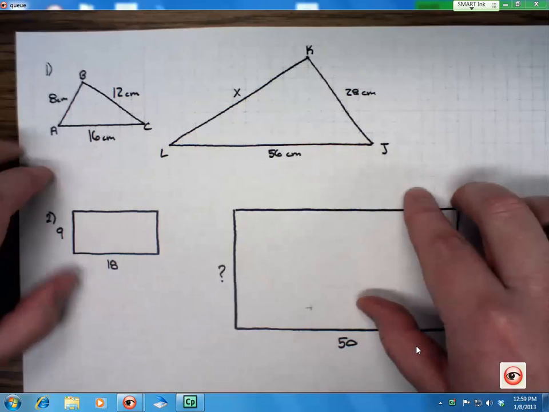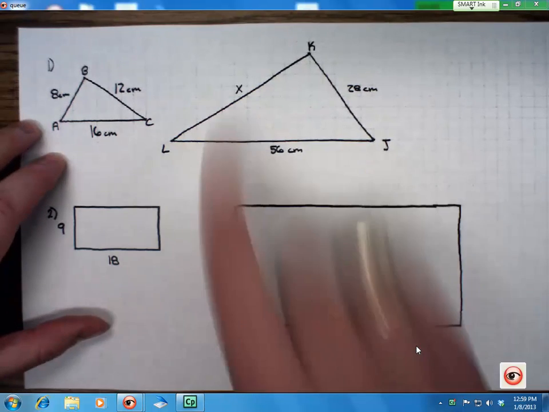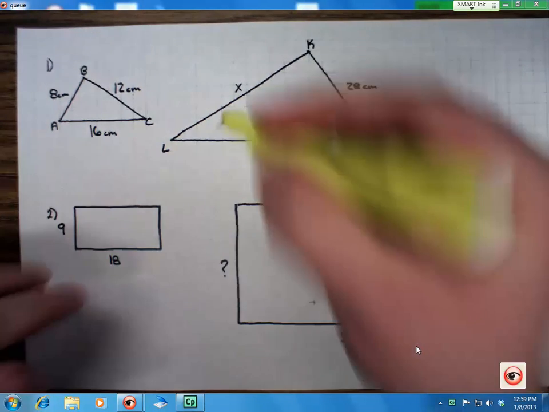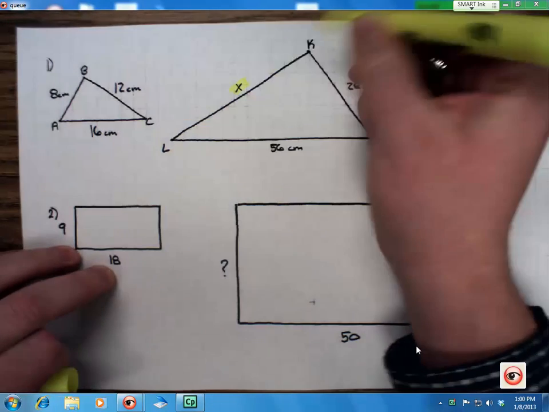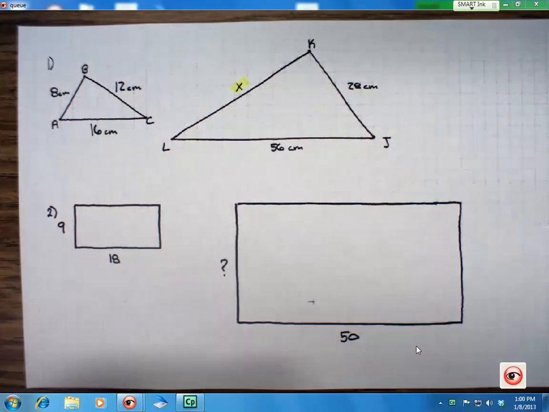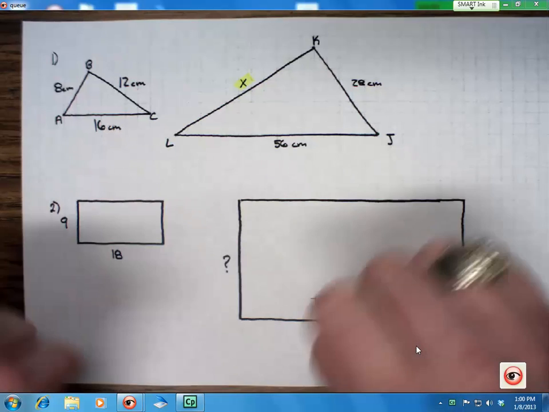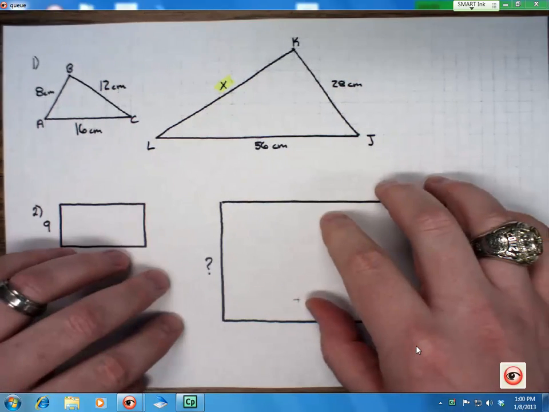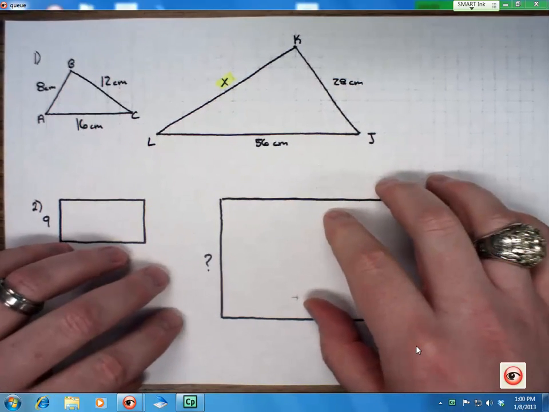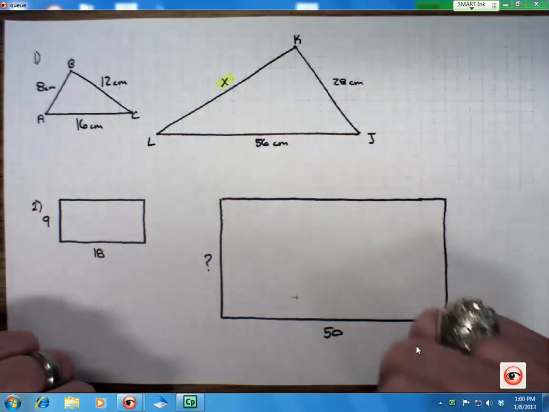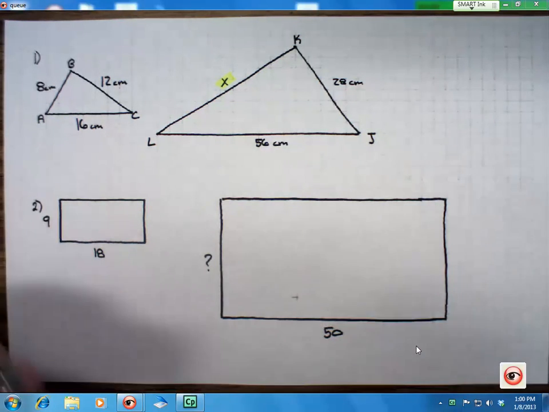We're going to be finding missing sides of shapes using the sides of the other shape. Now, what do I mean by that? Well, it's going to be very similar to what we did yesterday in the fact that we're going to have to identify our corresponding sides first. So let's take a look at our first example up here.